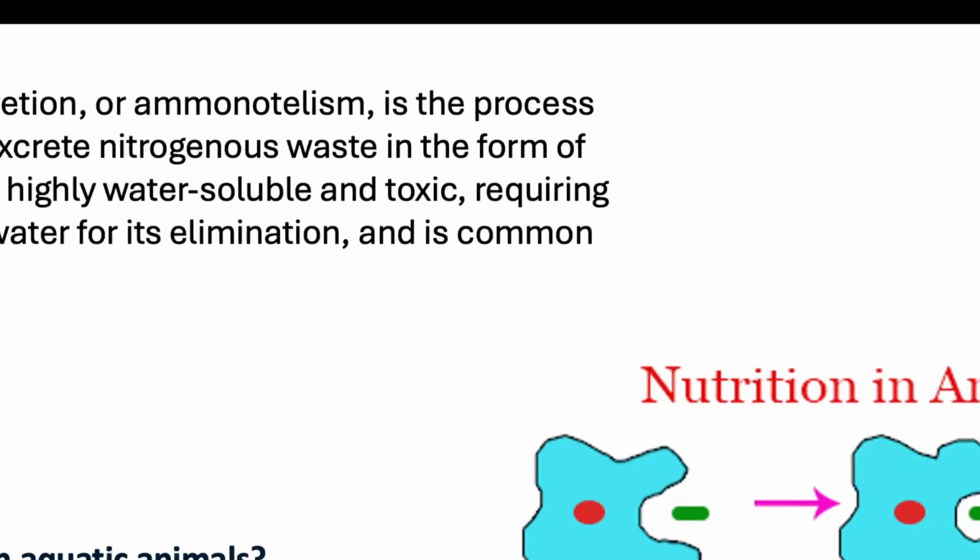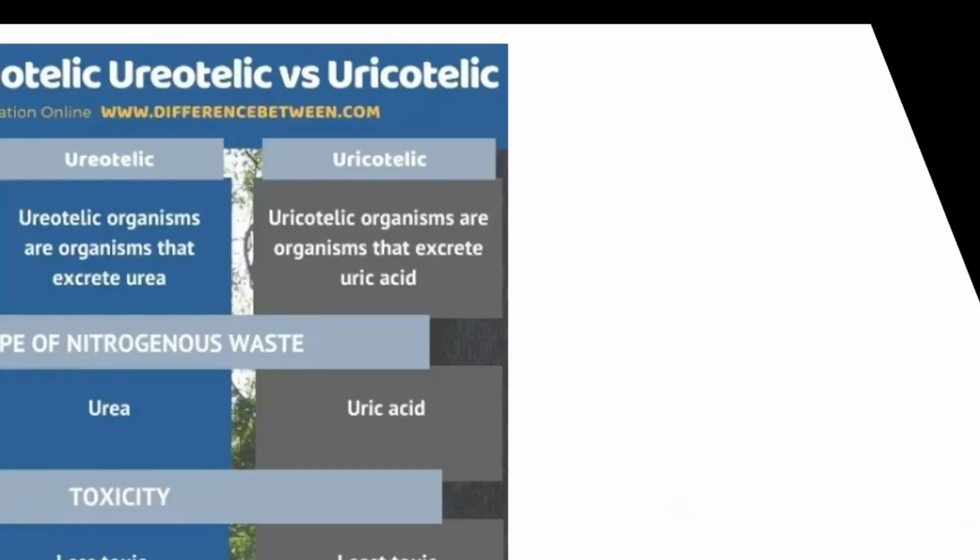So, this is a schematic showing nutrition in amoeba. The cell moves towards the food particle or the bacteria. The cell engulfs the food using its pseudopodia. A food vacuole forms and digestion occurs. Nutrients are absorbed by the amoeba and waste is expelled from the cell, which is mostly ammonia.